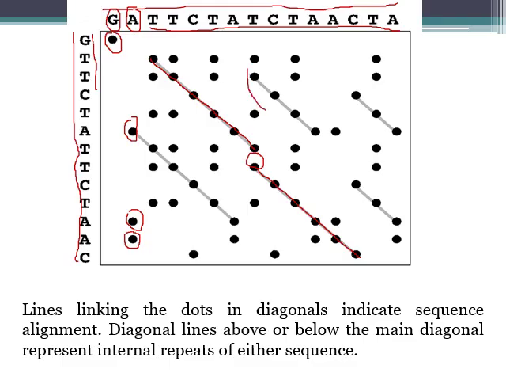Then there are these parallel diagonals you can see adjacent to this main diagonal. Now these parallel diagonals are indicating the internal repeat regions within the sequence. And those internal repeat regions are responsible for these parallel diagonals.